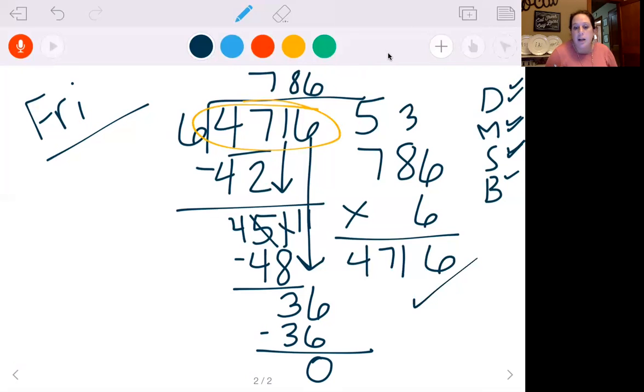Okay, it seems like a lot of steps, but the more you do this, it should come back to you. Let's do another one.